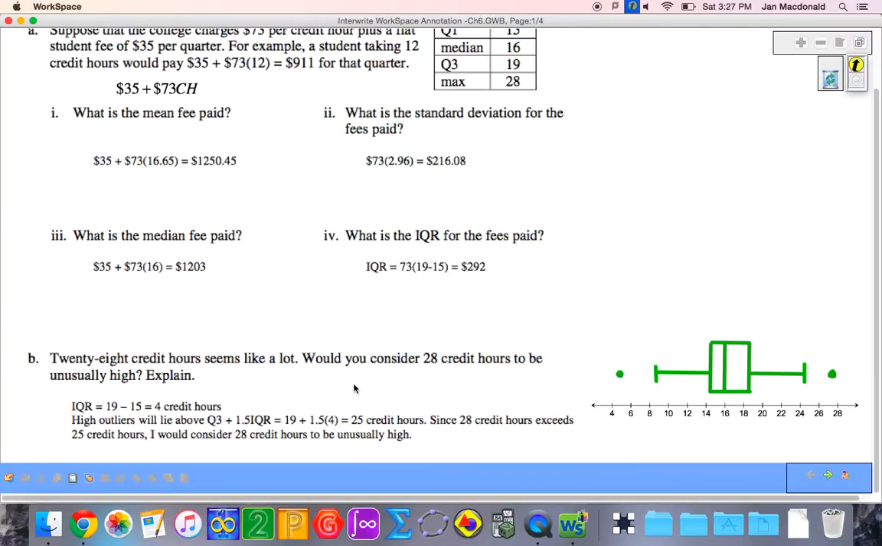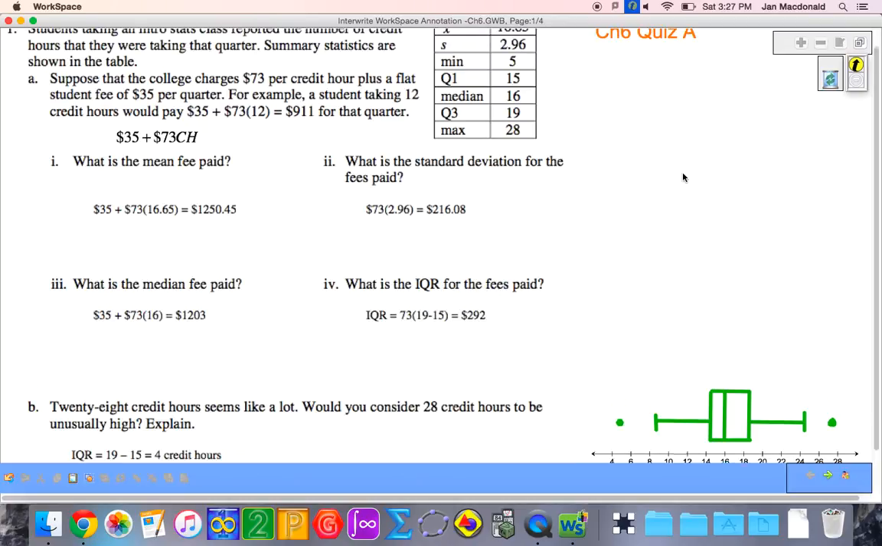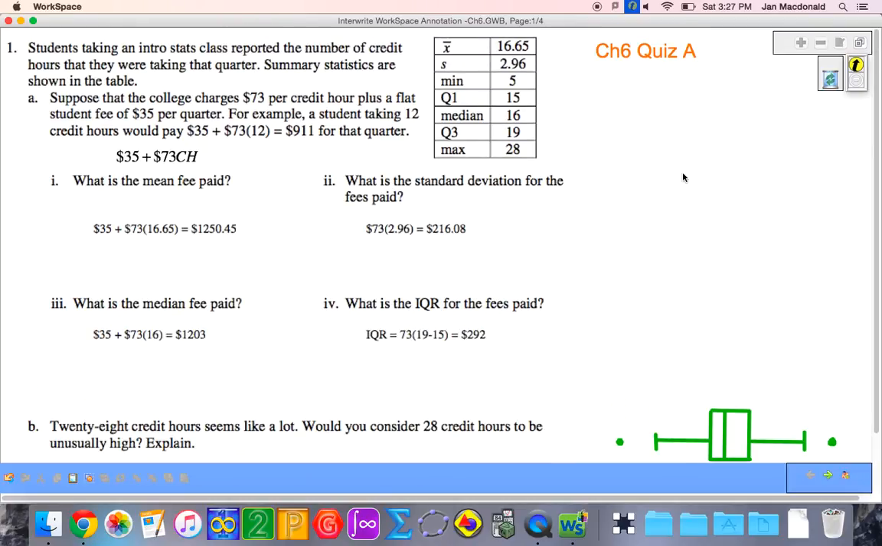And again, the IQR, which was 4 credit hours, helps us determine whether or not we have outliers. The high outlier would be on the upper fence, which is 25 credit hours, and since 28 exceeds that upper fence, we would consider 28 to be unusually high. That's it for question 1, Quiz A, Chapter 6.